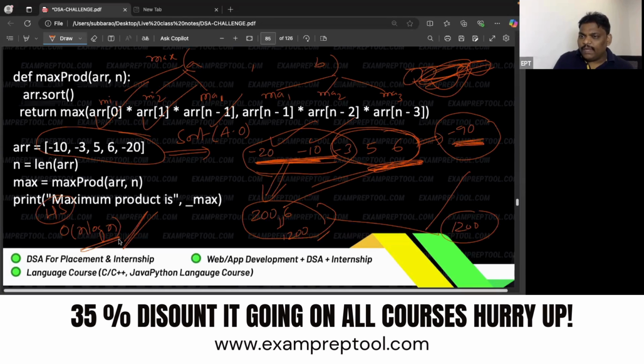N log n time is guaranteed in every case, right? Order of one space. Extra space is order of one. It's an in-place algorithm, extra space constant. So n log n time complexity, order of one extra space. So you can apply heap sort.